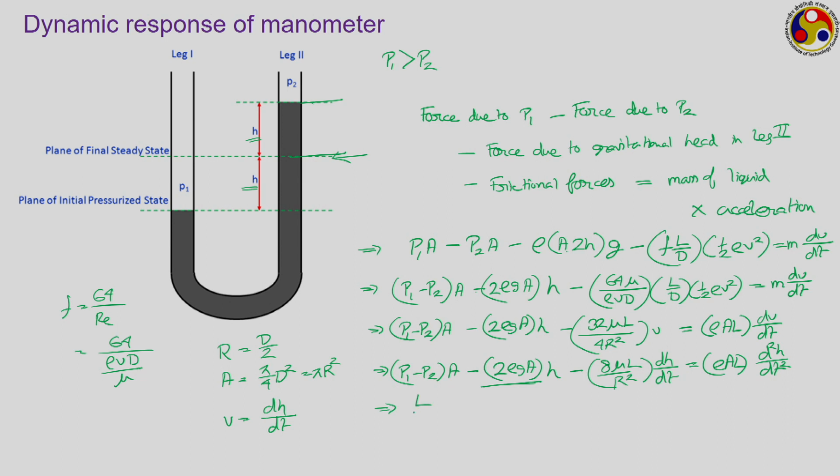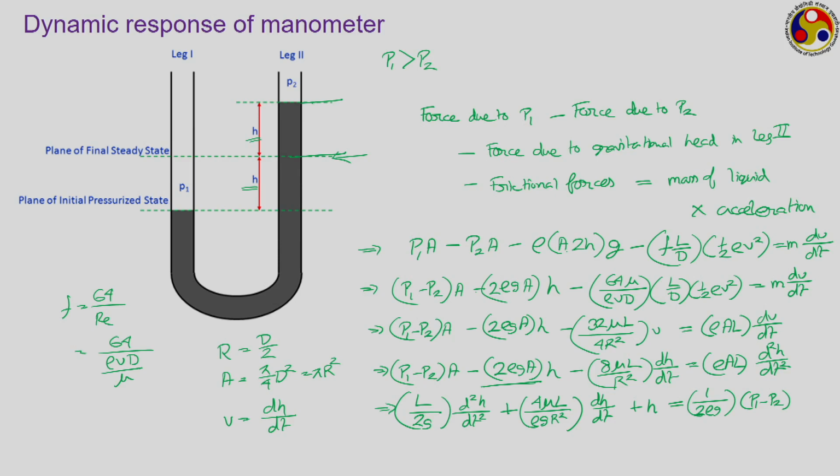So it becomes L by 2 g into d2h dt2, plus, dividing it by this, we have 4 mu L by rho g r square into dH dt, plus H is equal to 1 by 2 rho g into P1 minus P2, which is the pressure difference.